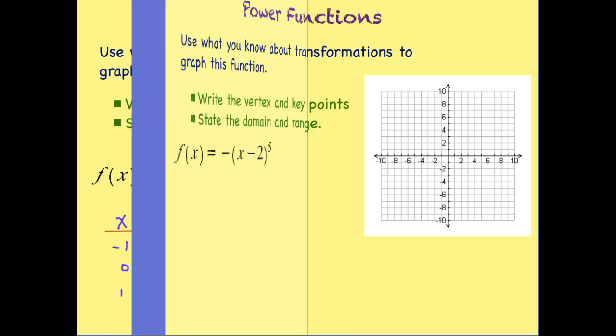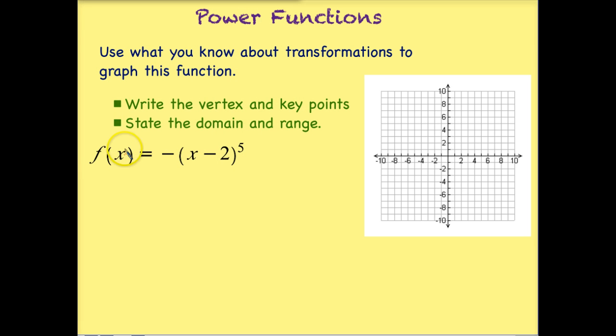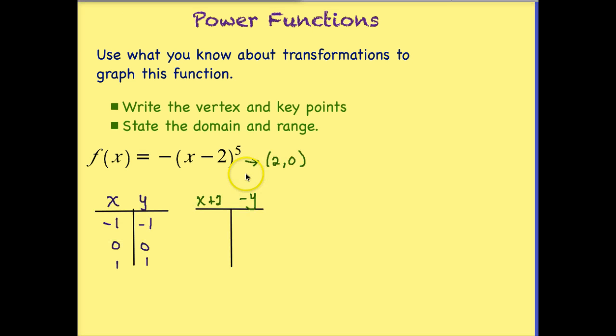Let's try one more. Why don't you pause the video and see if you can do this on your own, and then we'll come back together. For this problem, I get a vertex of (2, 0), because we have a shift right of 2. Remember, that's opposite h. We did not shift up or down, so (2, 0).